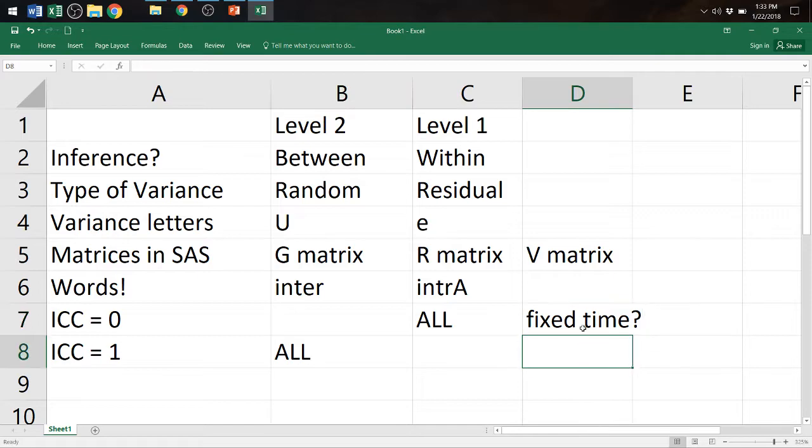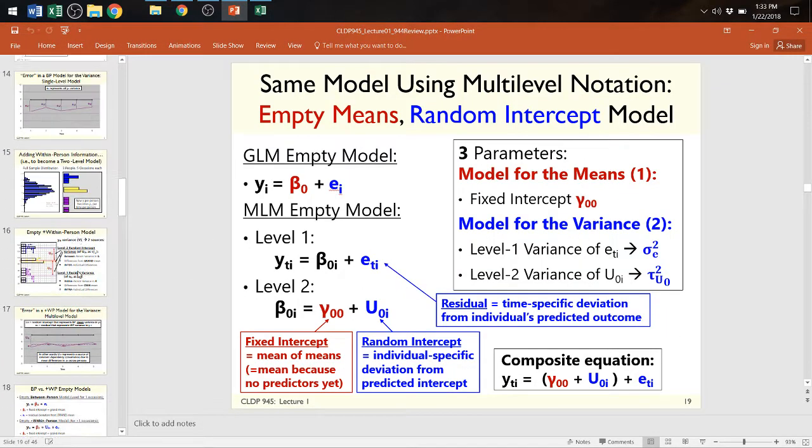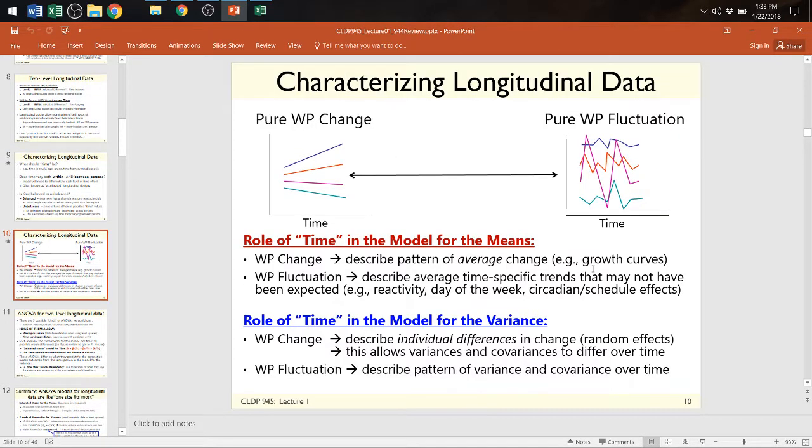So this idea of what kind of time is relevant shows up in this picture. This is what I'm going for. Both of these pictures show an intraclass correlation somewhere between 0 and 1. The picture on the left would be more likely to have a significant fixed effect of time as well as a significant random effect of time than the picture on the right. The picture on the right is still longitudinal though. It's fluctuation rather than systematic change in any one direction.